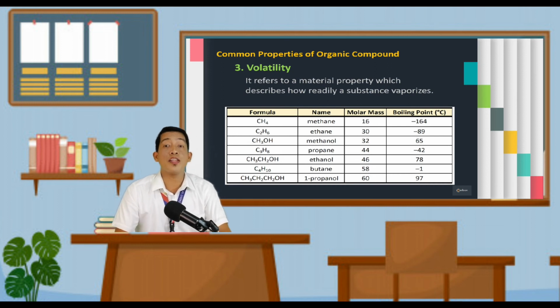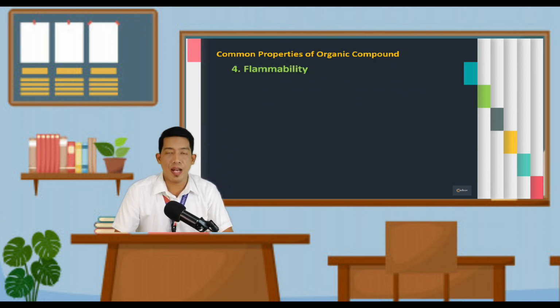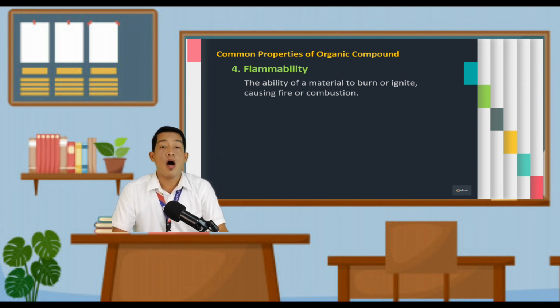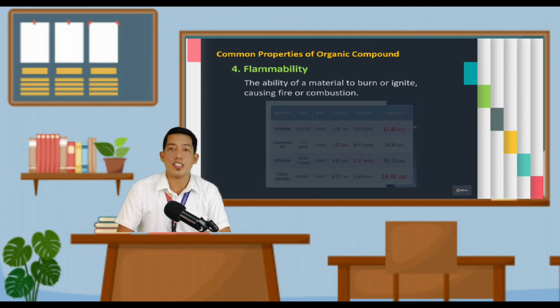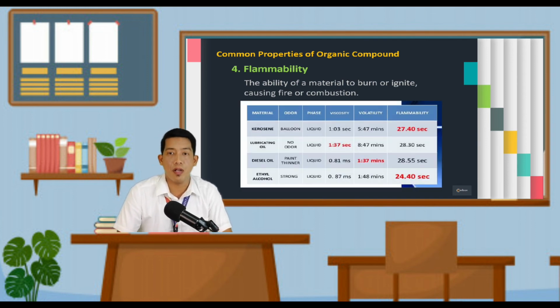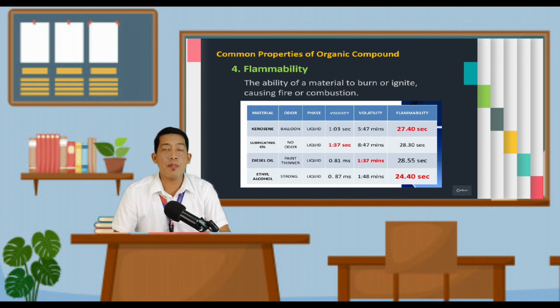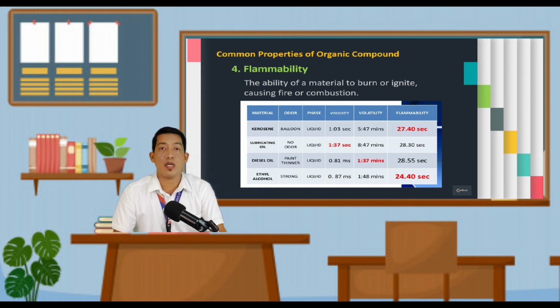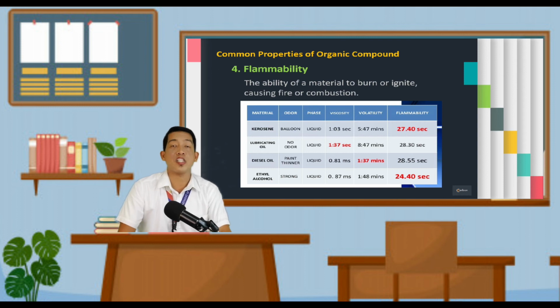Finally, we are now on the last property, flammability. Flammability is the ability of the material to burn or ignite, causing a fire or combustion. Almost all organic liquids are considered flammable, meaning they are capable of catching on fire and sustaining combustion. However, this does not mean that all organic liquids will immediately ignite if placed near a heat source.